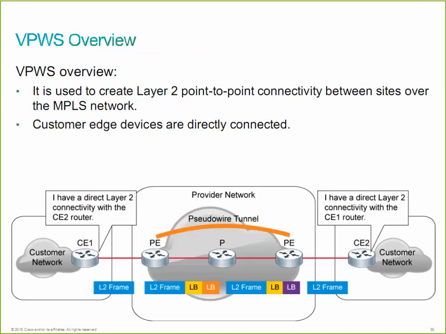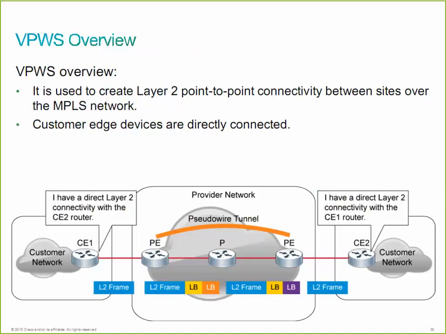VPWS is a basic solution for transporting layer 2 packets over an MPLS VPN backbone. All right? In that sense, the CE routers have a direct connection with each other. That's why it's called VPWS, because the MPLS provider network is a pseudo wire. It's a fake wire, right? It's basically a point-to-point circuit.